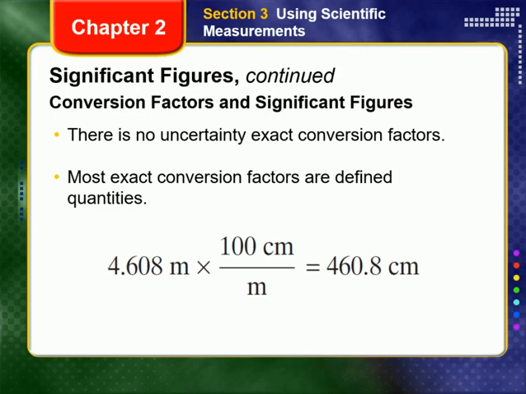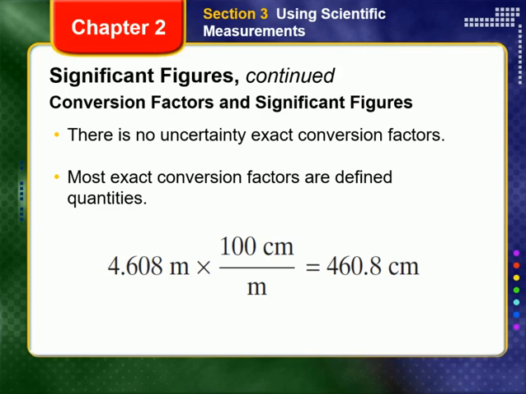Thus, 4.608 meters could be converted to centimeters, as is shown on page 50 of your textbook or on the screen here. The answer still has 4 significant figures because the conversion factor is considered exact. So the answer would not be rounded.